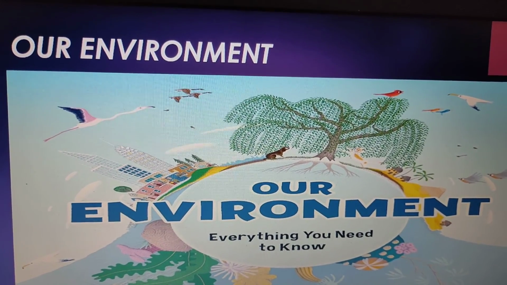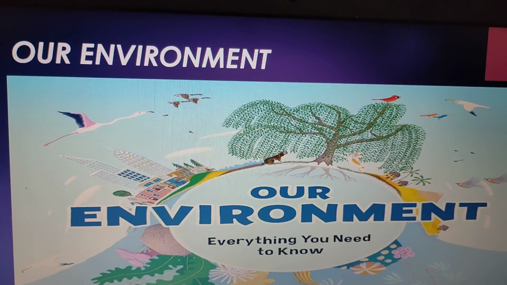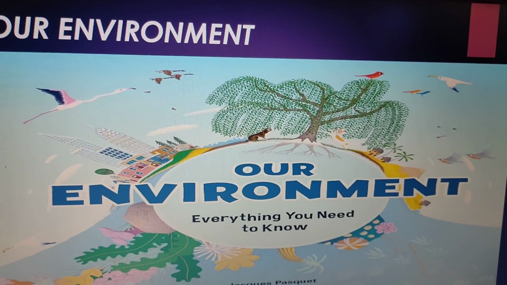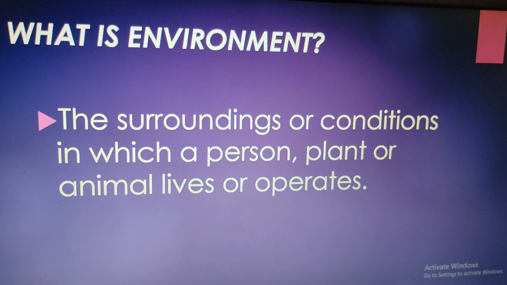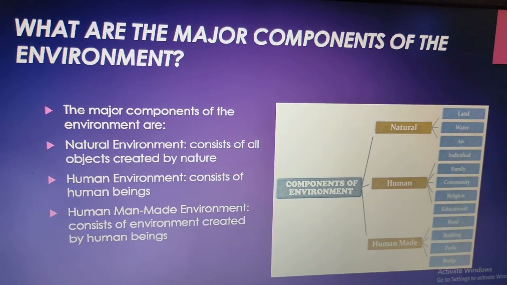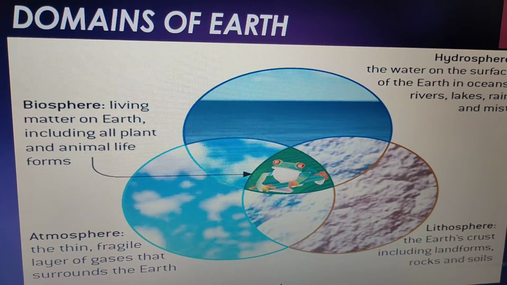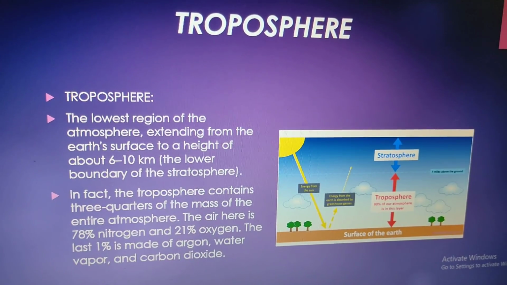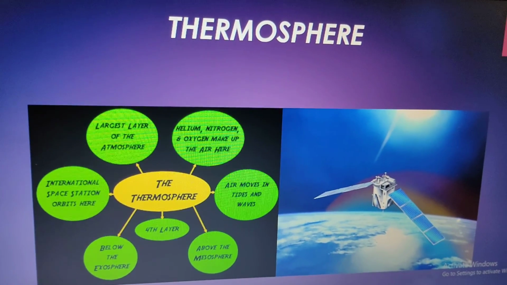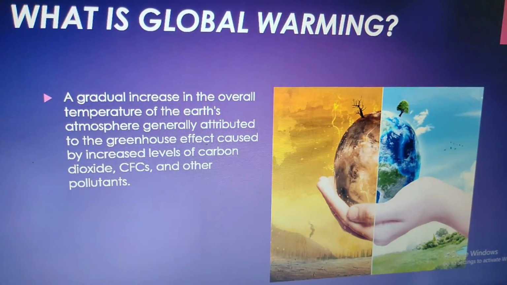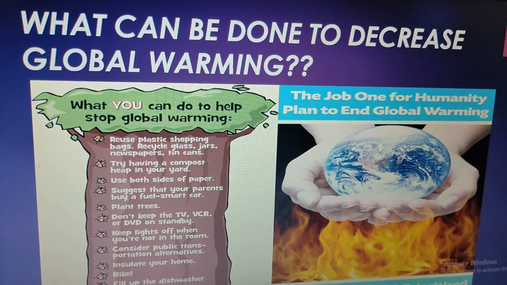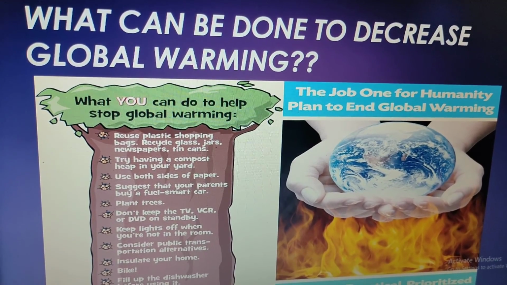Now before we begin with our topic, let's just have a brief look at the slides from the beginning, whatever we have studied till now. We studied what is environment, what is an ecosystem, what do you mean by natural environment, what are the components of the environment, domains of earth, layers of atmosphere, troposphere, stratosphere, mesosphere. Then I gave you a homework. Then we began with thermosphere, exosphere, and what is global warming and what are the effects of global warming and what can be done to decrease global warming.